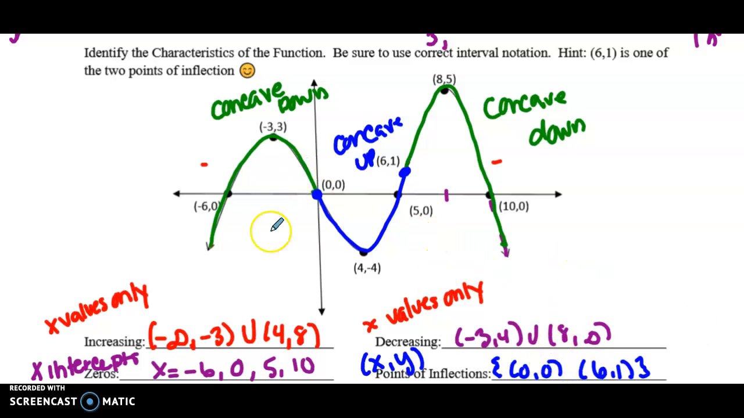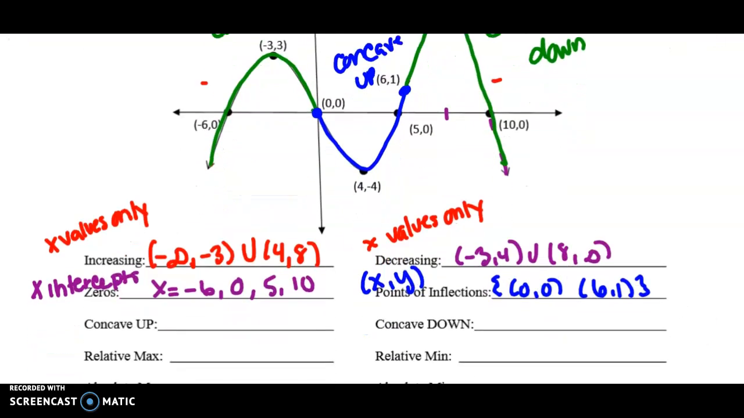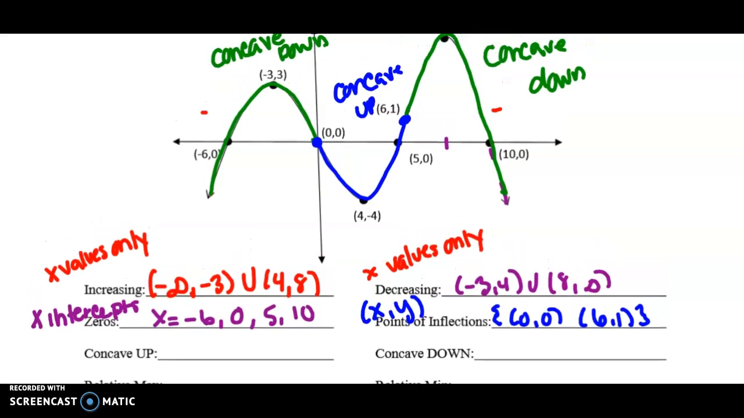All right, now let's take a look at the next question, where it's asking me, where is my graph concave up and concave down? This is where you are going to use your x values, okay? So you're using your x values only here. Concave up is starting at x equals 0, all the way here until x equals 6. So it's concave up from 0 to 6.